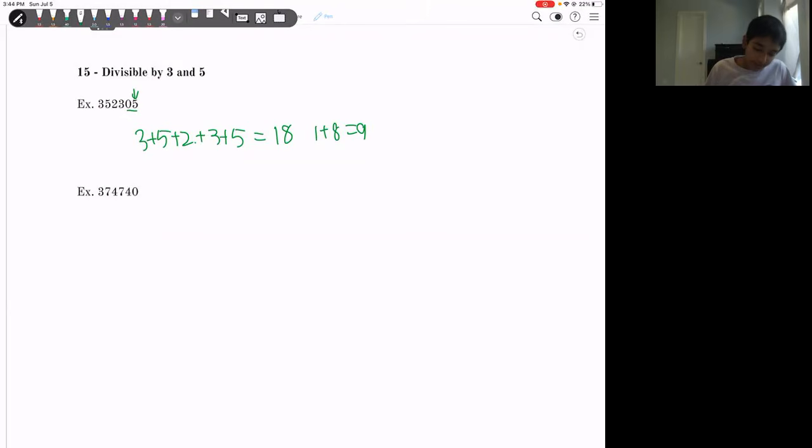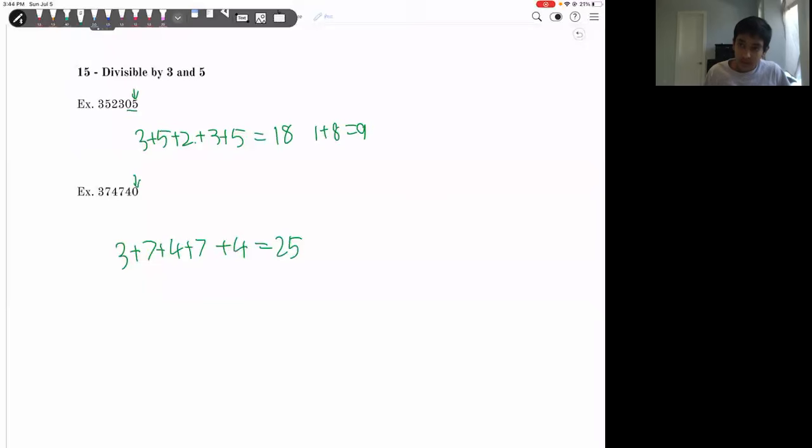Now what about 374,740? Well, it's divisible by 5 clearly because the last digit is 0. Now what about 3? So we have 3 plus 7 plus 4 plus 7 plus 4, and we can add this up, we get 25. And 25 isn't divisible by 3. So even though it's divisible by 5, it's not divisible by 3. So this doesn't work here.